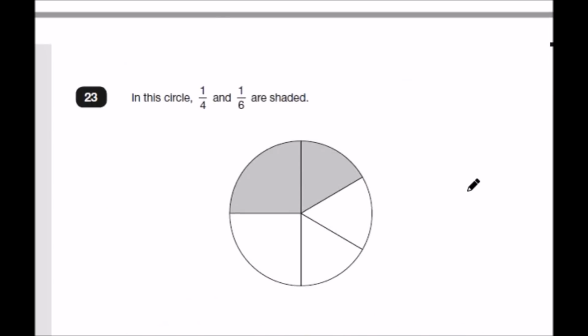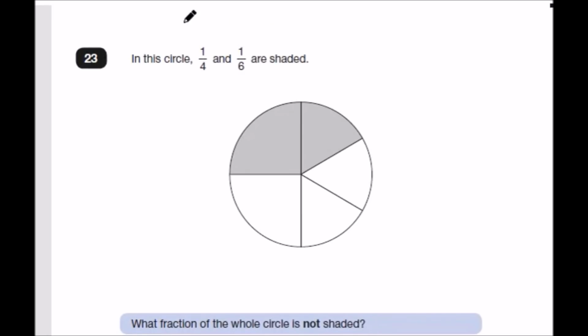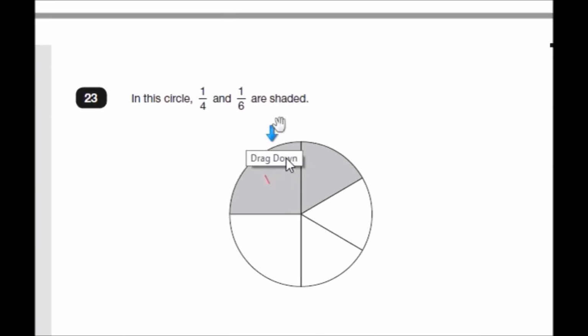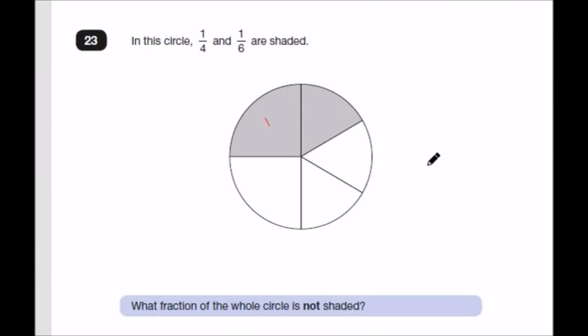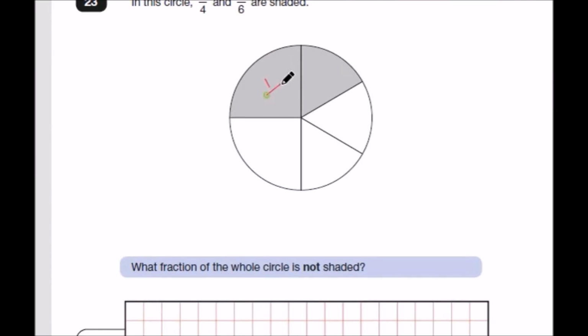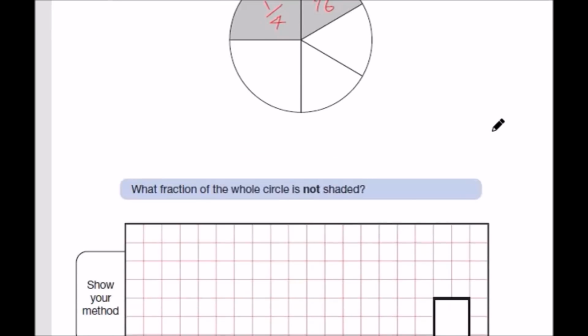And lastly, question 23. All right, so in this circle, a quarter and 1/6 are shaded. So we know a quarter is 25%, so this is a quarter. Whoops, see what happened there? Man, that went a bit crazy. It's a quarter, and this is 1/6. What fraction of the whole circle is not shaded?